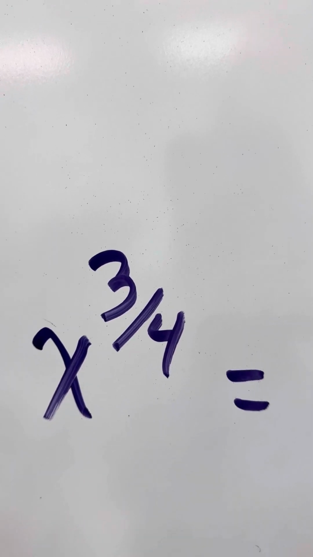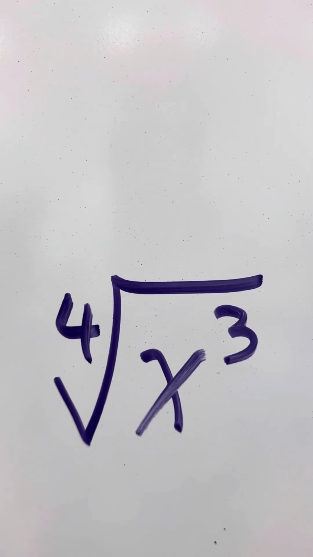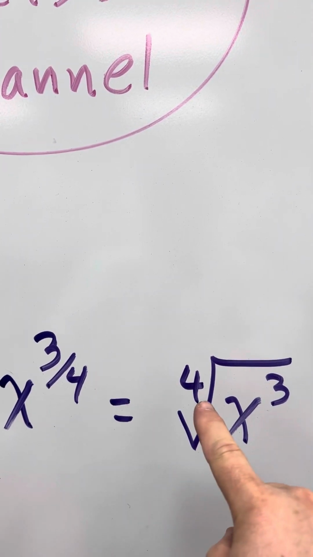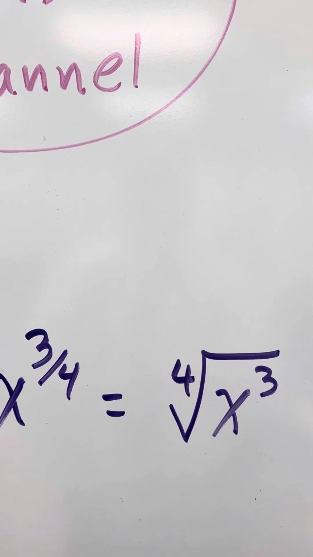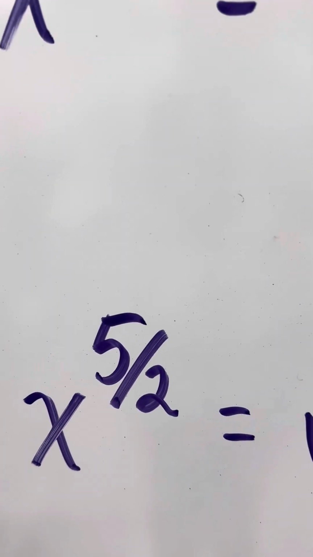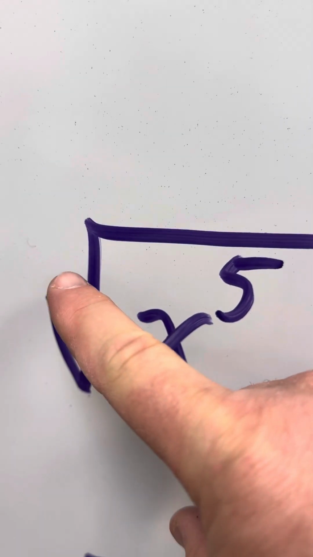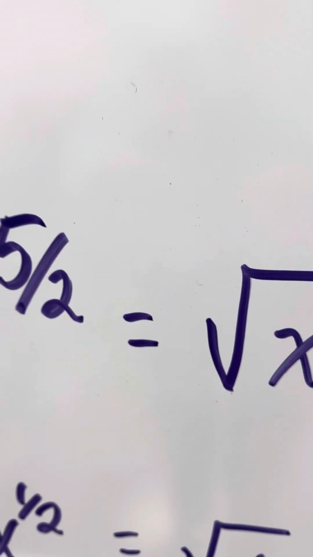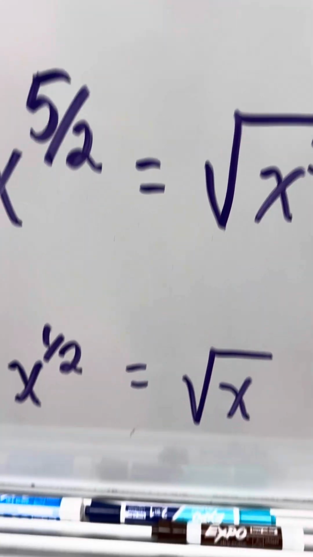x to the 3/4 power is the same as the 4th root of x to the 3rd. The bottom number goes in the root and the top number is the exponent. x to the 5/2 is the square root of x to the 5th. If this is empty, it's automatically assumed to be a 2. So x to the 5/2 equals the square root of x to the 5th.